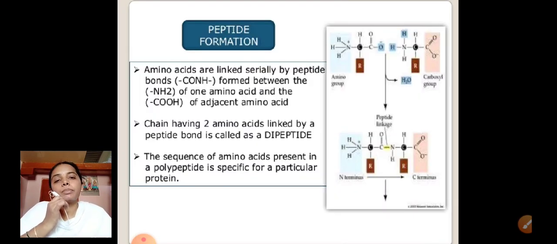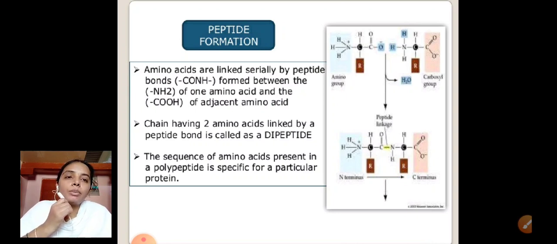So here is the peptide formation. The amino acids are joined together by a linkage or bond called the peptide bond. On the right side we can observe one amino acid and a second amino acid linked with the help of a peptide linkage. It is formed by the carboxylic group of the first amino acid and the amino group of the second amino acid. The chain having 2 amino acids linked by the peptide bond is called a dipeptide.